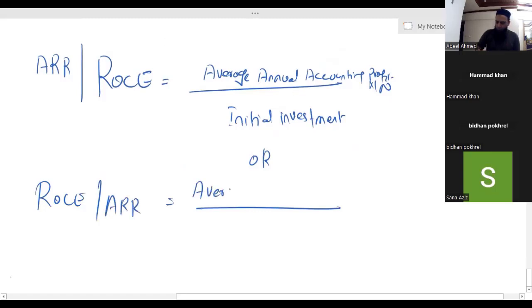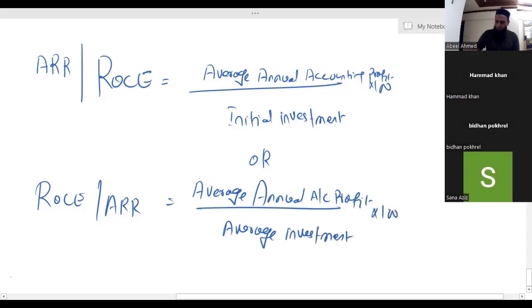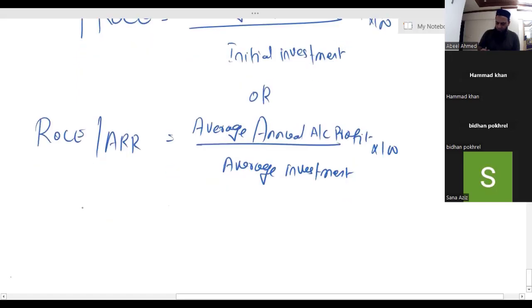Average annual accounting profit divided by average investment. How do we calculate average investment? Initial investment plus RV divided by 2.